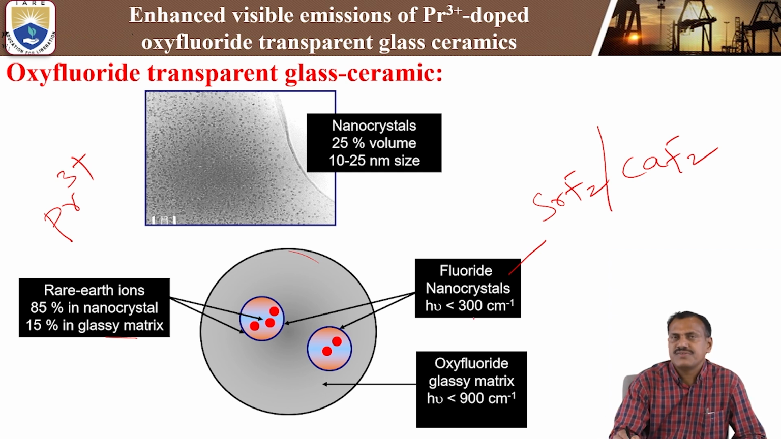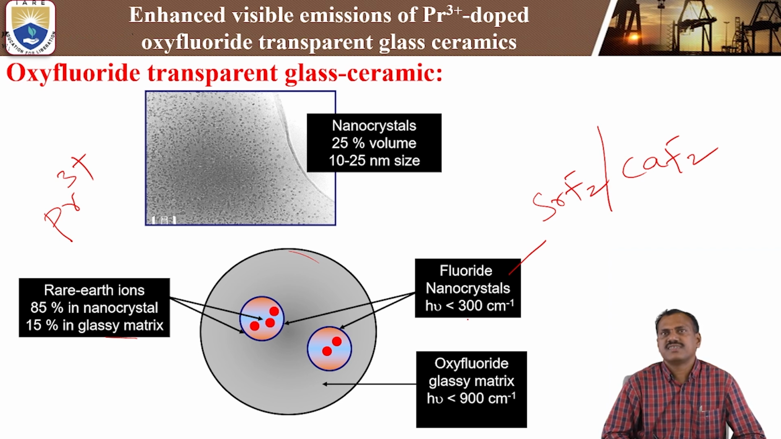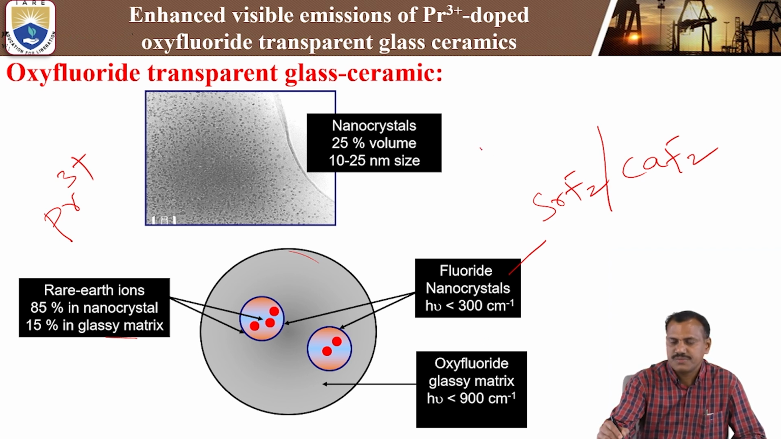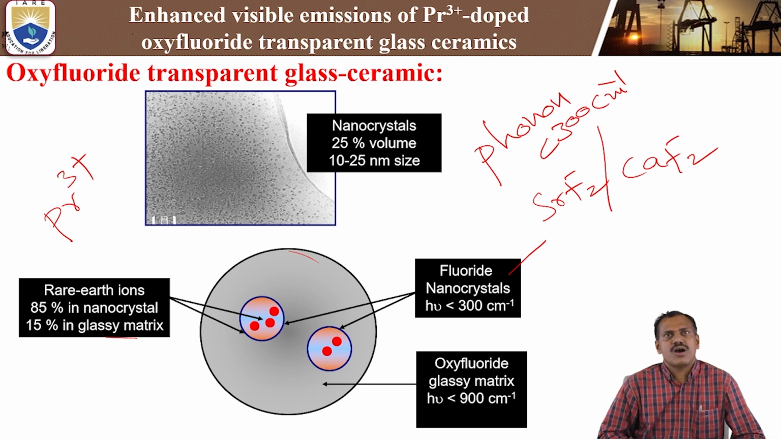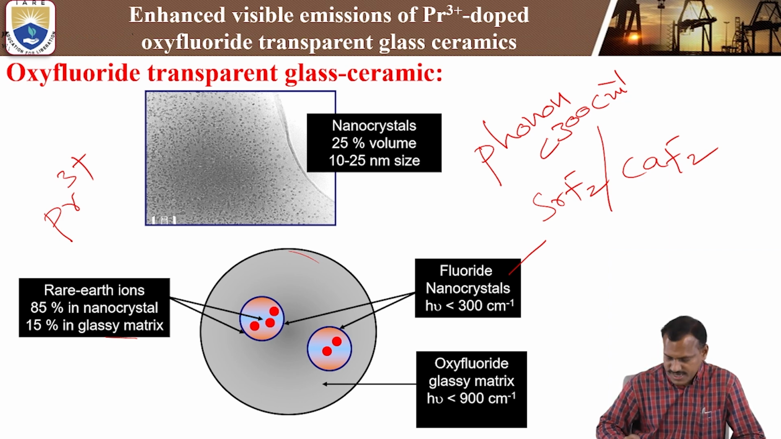Automatically, this phonon energy will be reduced. Whenever oxyfluoride glass ceramics have phonon energy of 900 centimeters inverse, and that is embedded with strontium fluoride and calcium fluoride, automatically the phonon energy will reduce to less than 300 centimeters inverse. Whenever it reduces this much, automatically optical properties or luminescence property enhancement takes place. At the same time, lifetime measurements also increase from glass material to glass ceramics. That is the main goal of preparing the transparent oxyfluoride glass ceramics.